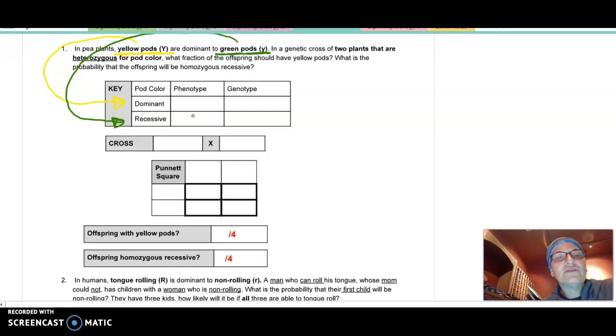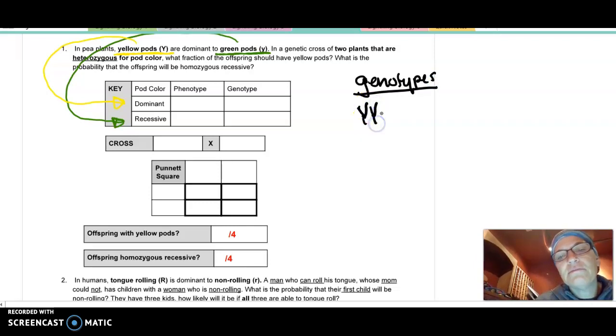And then what are the genotypes? And you guys, the 3 genotype options can either be big Y, could be big Y with a little y, or it could be little y, little y. So those are your 3 genotype options to fill in.